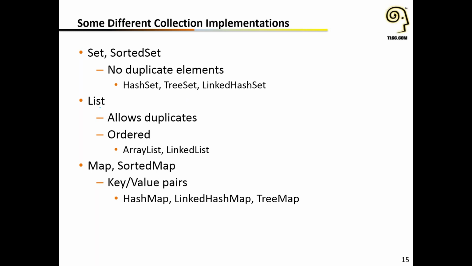Then we have the list implementation. An example of this is the array list. This is more like an array, in that it does allow duplicates. This will also maintain the insertion order. So we're going to add things to the end, and it will maintain that order.